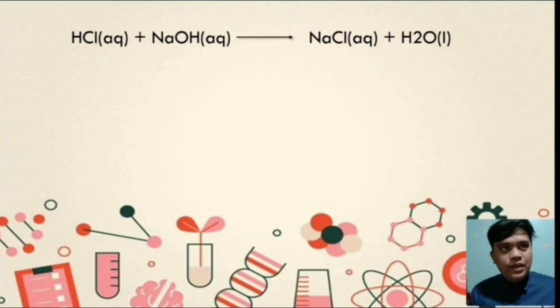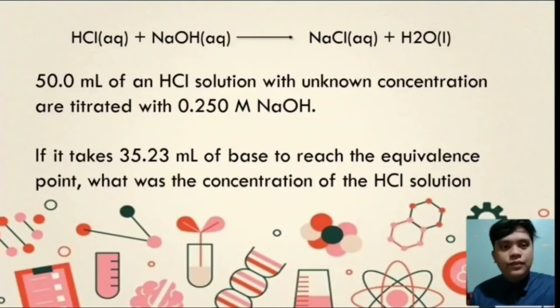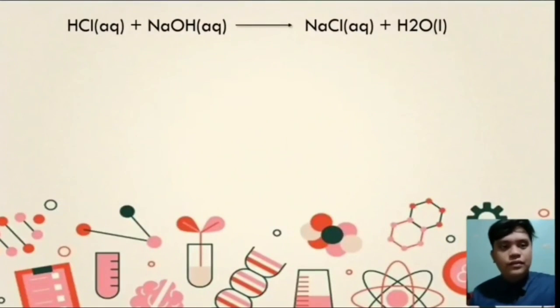Consider the following acid-base reaction. We have hydrochloric acid and sodium hydroxide, yielding sodium chloride and water. If 50 milliliters of an HCl solution with unknown concentration are titrated with 0.250 molar sodium hydroxide, and it takes 35.23 mL of base to reach the equivalence point, what was the concentration of the HCl solution?